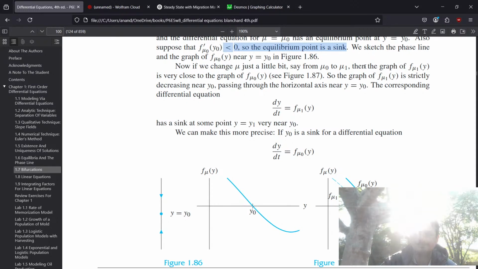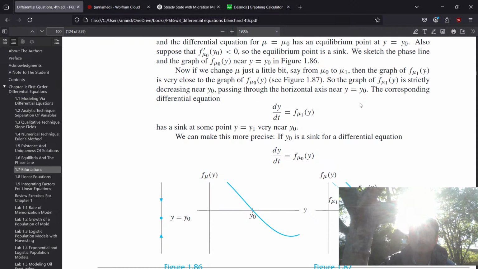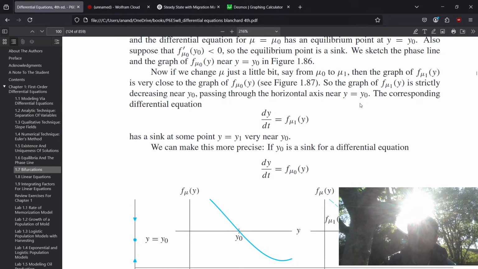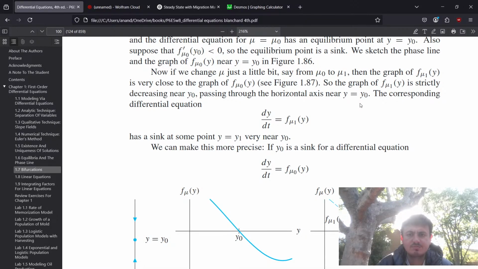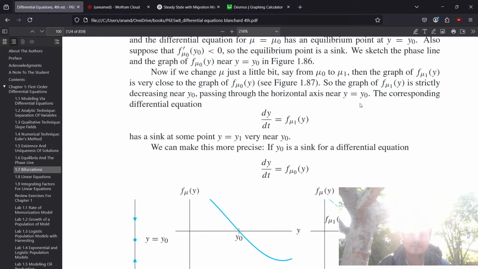Wait, hold on. If we change mu just a little bit, then the graph is very close to the original graph. So the new graph is strictly decreasing near y0. Wait, I didn't get that.